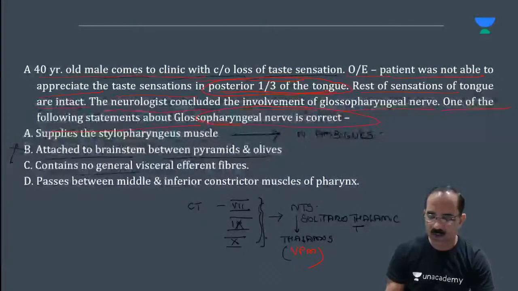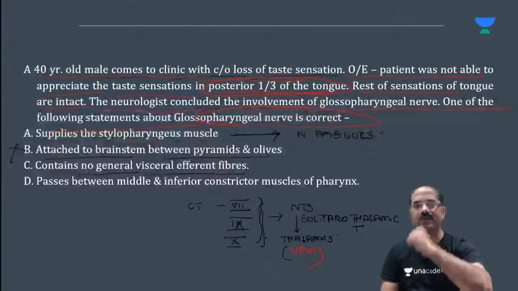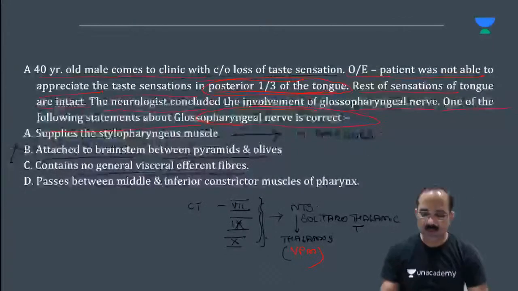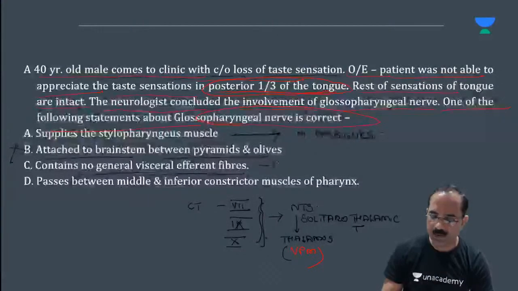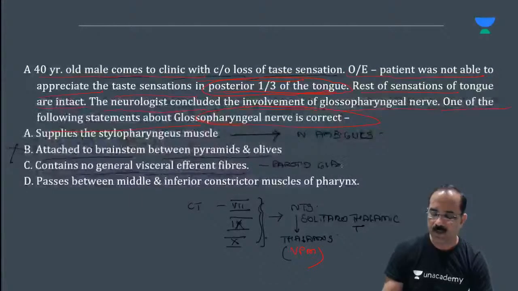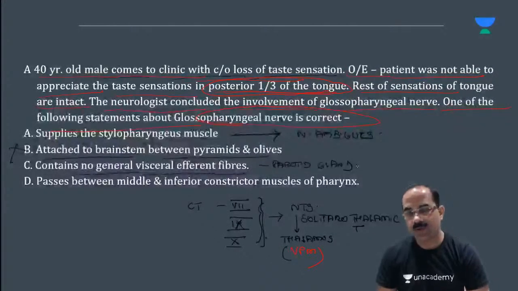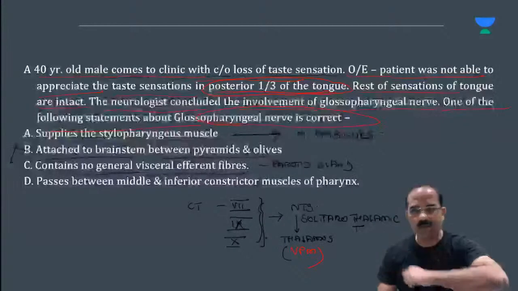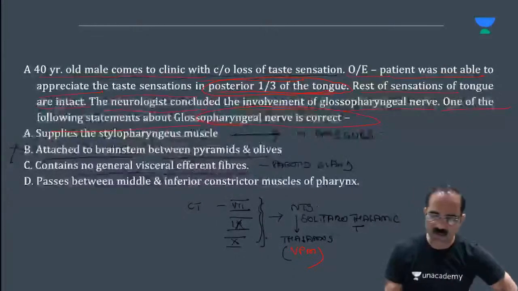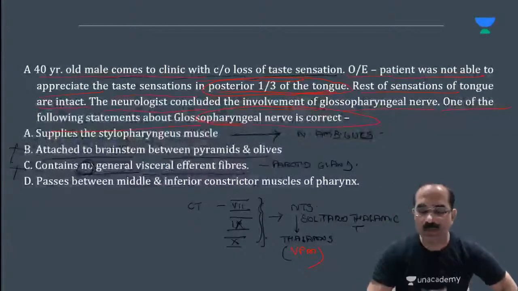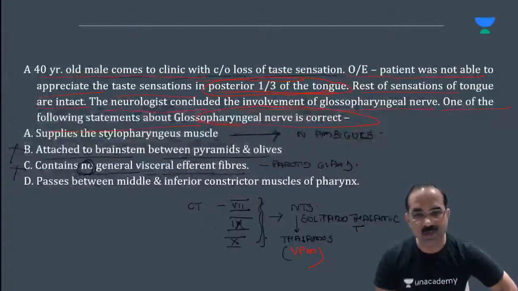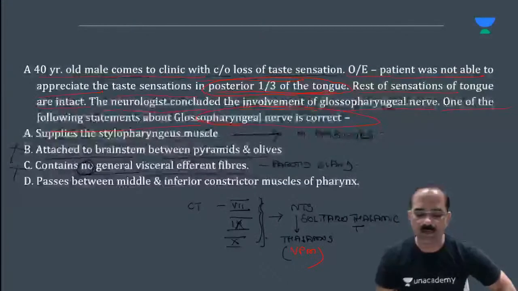Contains no general visceral efferent fibers. What do you say? What do the general visceral efferent fibers supply? The general visceral efferent fibers are going to supply the parotid gland, and yes, the glossopharyngeal nerve has these general visceral efferent fibers. So contains no general visceral efferent is wrong. The glossopharyngeal nerve supplies the parotid gland, and these are the general visceral efferent fibers.